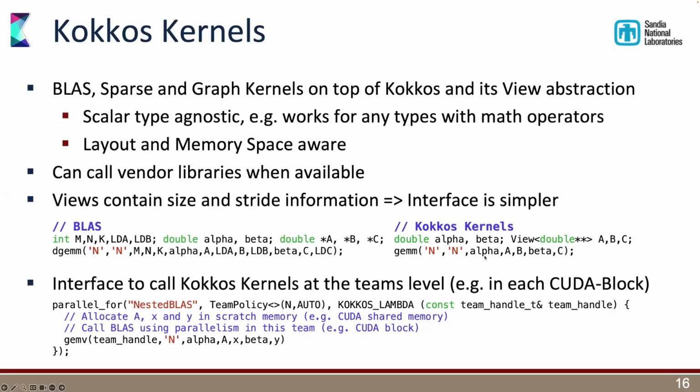So the Kokkos Kernels call shown here on the right, it's because the views have all the size and stride information that's required, so it's able to provide a simplified view. The Kokkos Kernels are implemented on top of everything like you would hope. So if you're running on Aurora, you're going to get the oneAPI calls. And on Polaris, you're going to get the cuBLAS calls. And you can call into these at the team level.